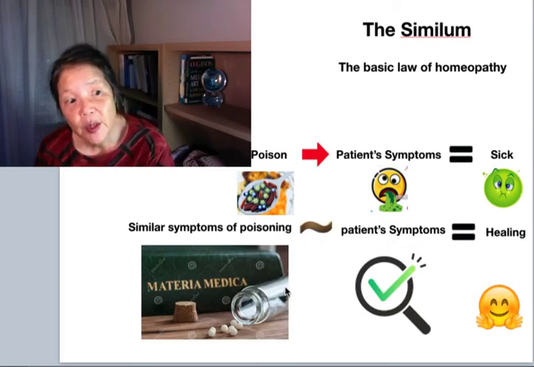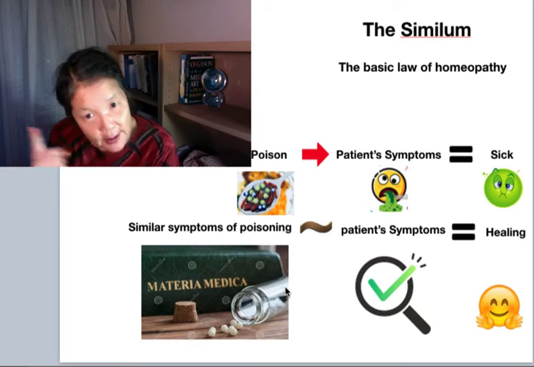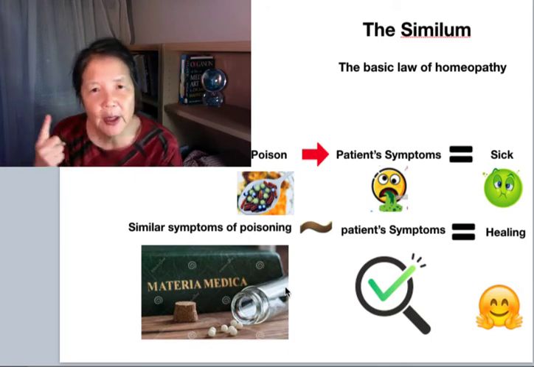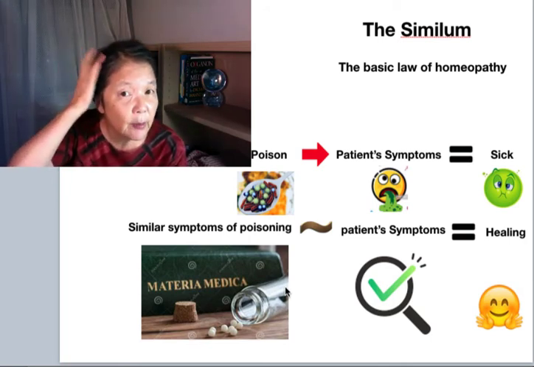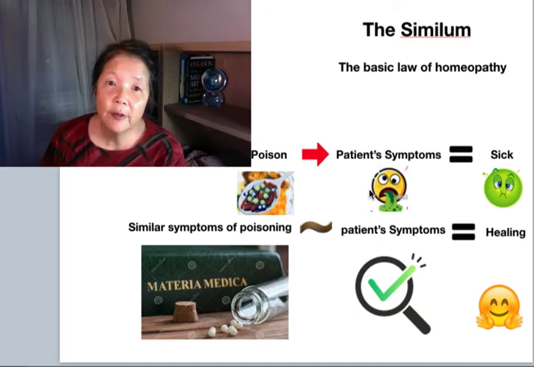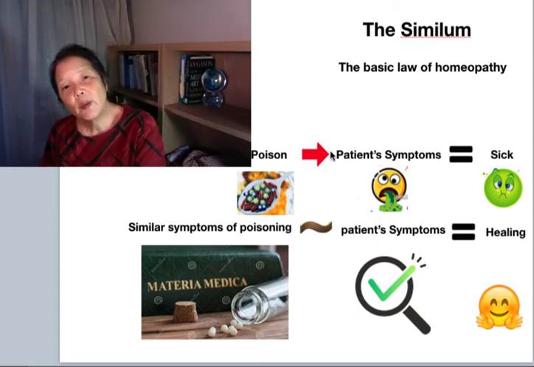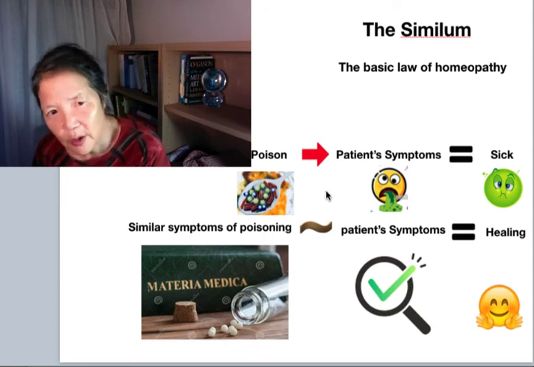So here we come to the basic rule of homeopathy. It's the second time around, and I'm going to keep repeating this because this didn't go in my head very easily. Some of you might be a lot smarter than me. Nobody was showing me pictures while they were talking to me.